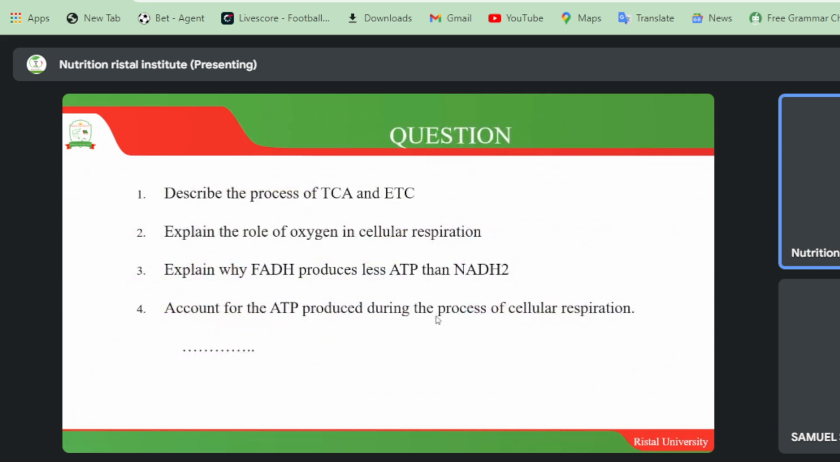Questions, friends? Describe the process of TCA and ETC. I hope you now understand those abbreviations. TCA is the tricarboxylic acid cycle. ETC is the electron transport chain. Explain the role of oxygen in cellular respiration. Explain why FADH2 produces less ATP than NADH. You have to explain that, and then account for the ATP produced during the process of cellular respiration, which we already accounted for.